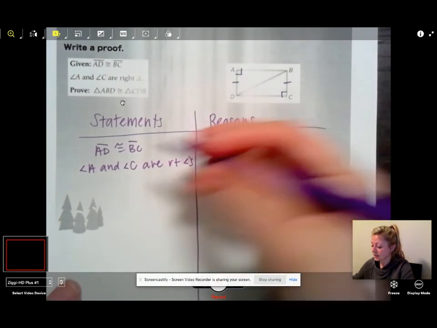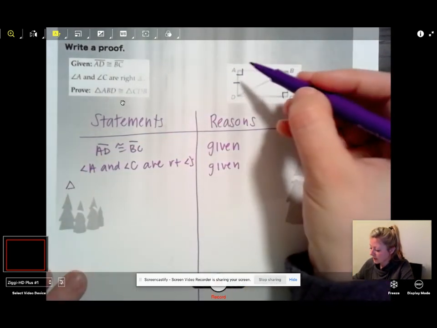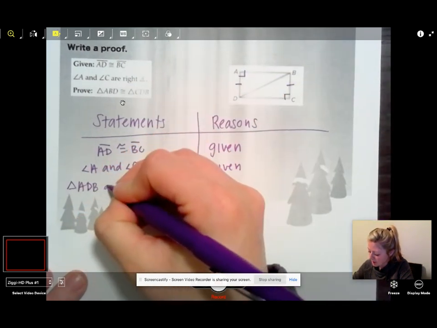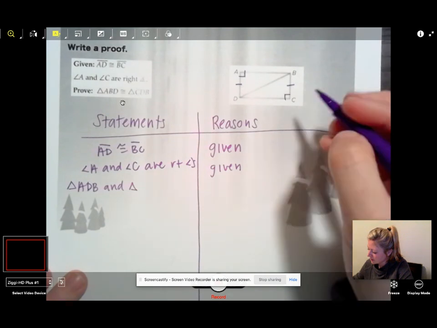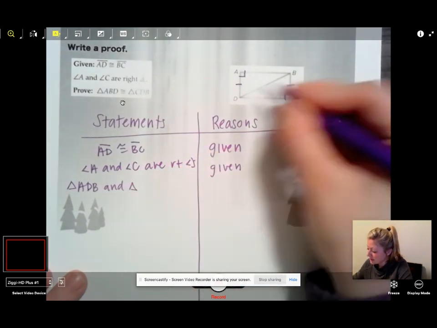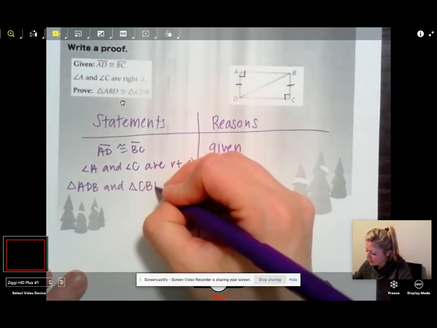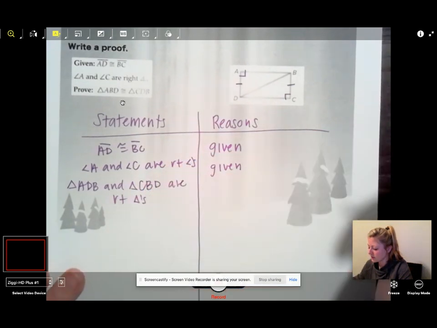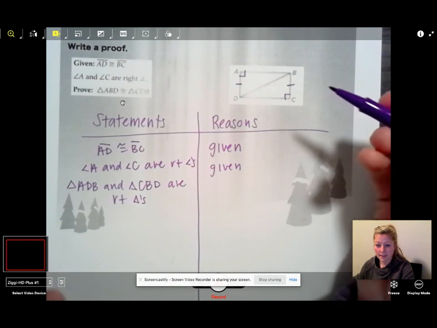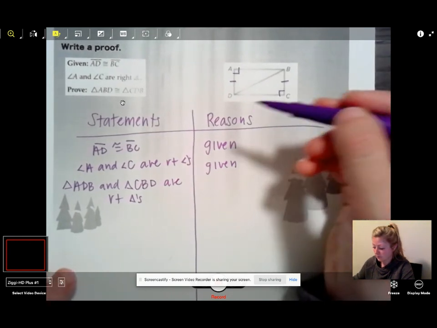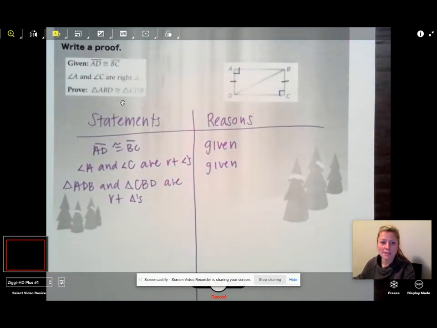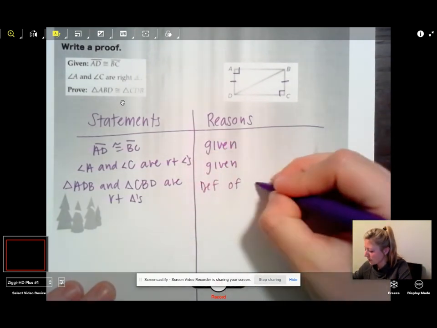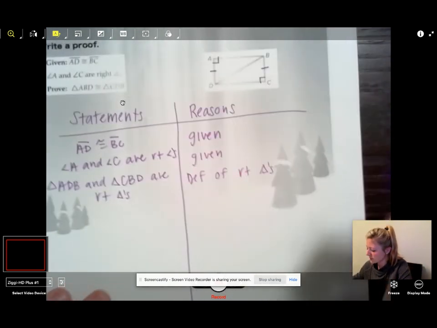So now our next step is going to say triangle ADB and triangle CBA, or CBD, excuse me, are right triangles. Why am I able to say that? Well, by definition of a right triangle, they're right triangles because the definition of a right triangle is that it has a right angle, and that's what we just said. So definition of right triangles. Oops.